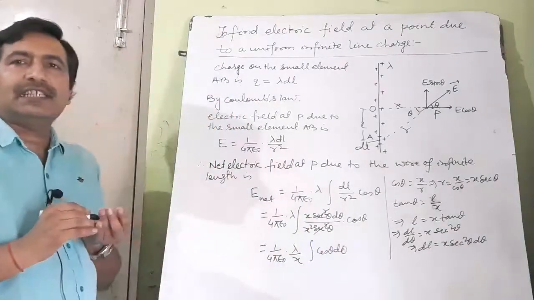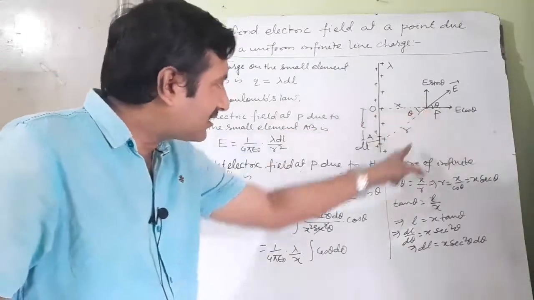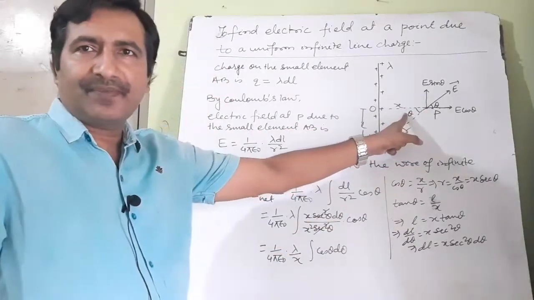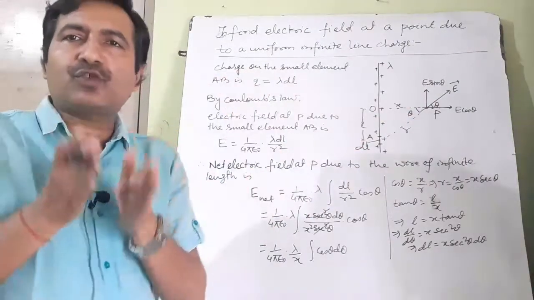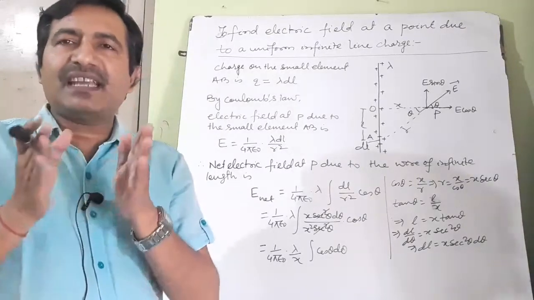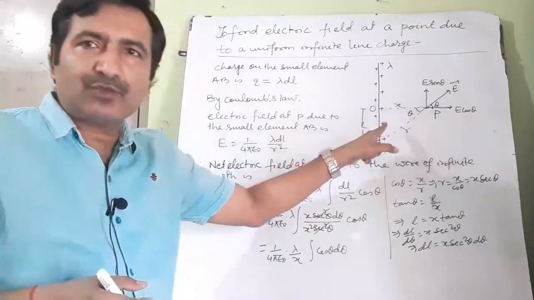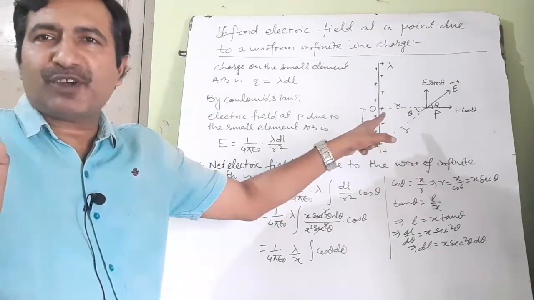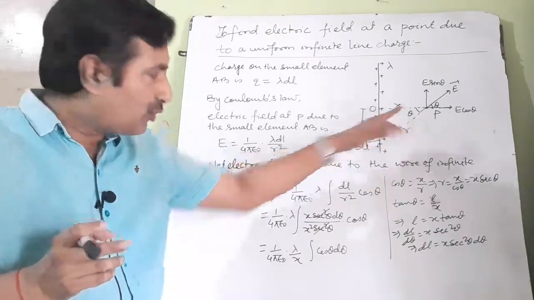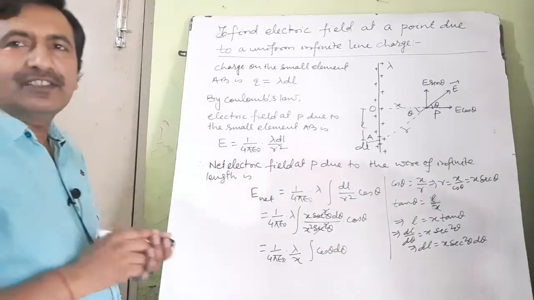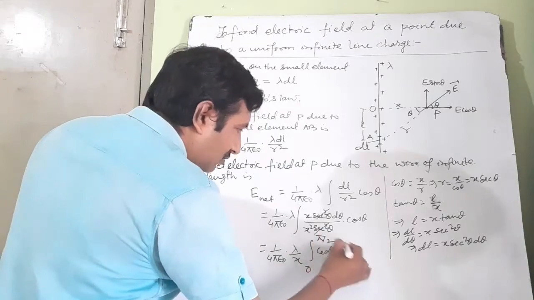Now see, if the wire is of infinite length, you see this theta will increase. And for the wire of infinite length, this theta will become 90 degrees because two parallel lines meet at infinity. So if this and this line become parallel to each other, then the wire is supposed to be of infinite length. And in that case, this theta will become pi by 2. So integrate this from 0 to pi by 2.